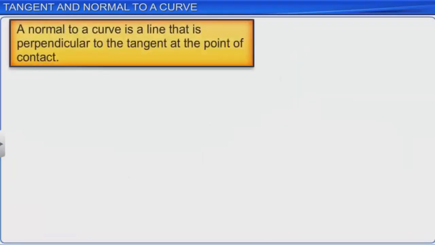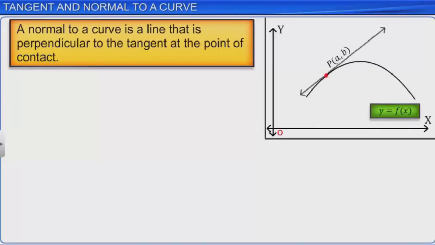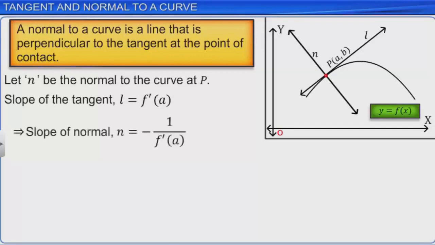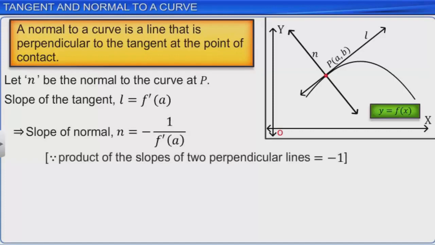Let us recall that a normal to a curve is a line that is perpendicular to the tangent at the point of contact. Let line L be the tangent to the curve y is equal to f of x at point P, a, b. Let n be the normal to the curve at P. We know that the slope of a tangent L is f dash a. This implies the slope of normal n is equal to minus 1 upon f dash a, as the product of the slopes of two perpendicular lines is equal to minus 1.